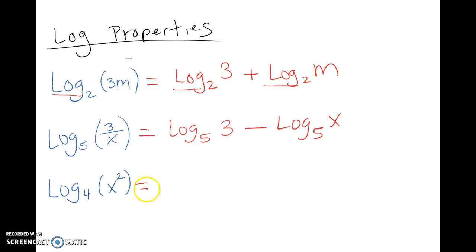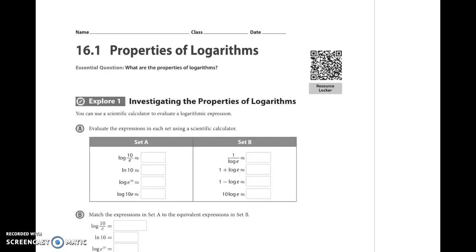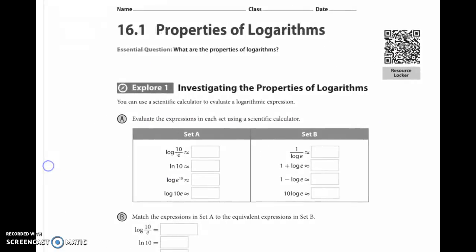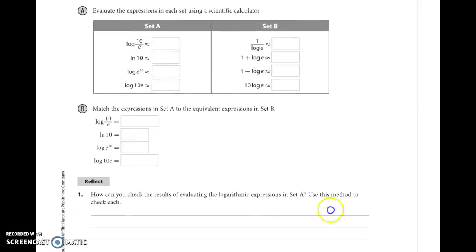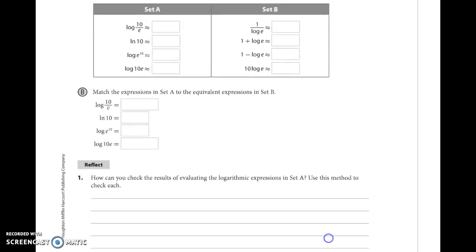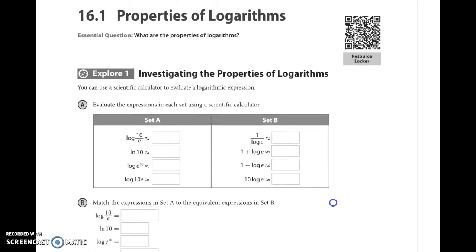And then this last property is, what do you do when you have an exponent? And this exponent is actually going to come and be the coefficient. So this is going to expand to be 2 log base 4 of x. Okay, now let's dive into the text. So module 16.1, properties of logarithms. Explore 1 is on page 783, and let's get into it.